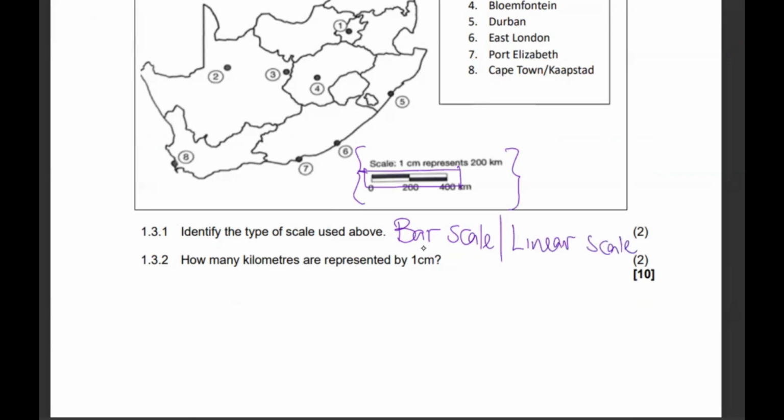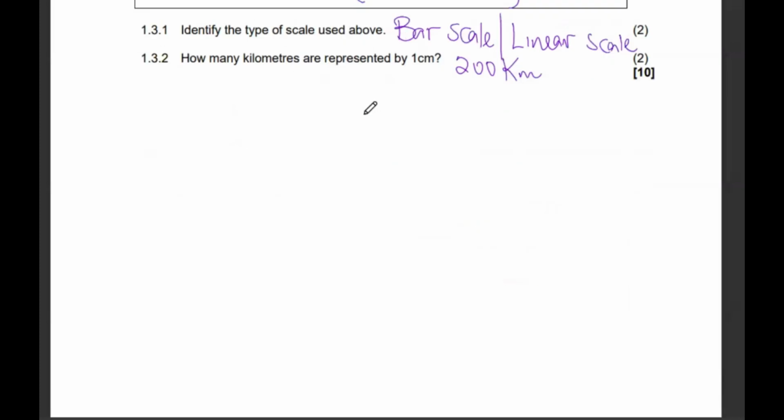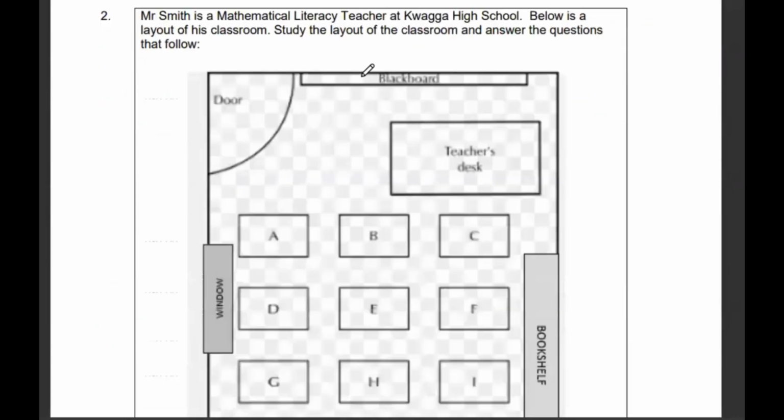How many kilometers are represented by 1 centimeter? It was written here. Take note of that. 1 centimeter represents 200. So they're asking how many kilometers. We are supposed to put 200 kilometers. Question 2. Mr. Smith is a mathematical literacy teacher at Kangwa High School. Below is a layout of his classroom. Study the layout of the classroom and answer the questions that follow.